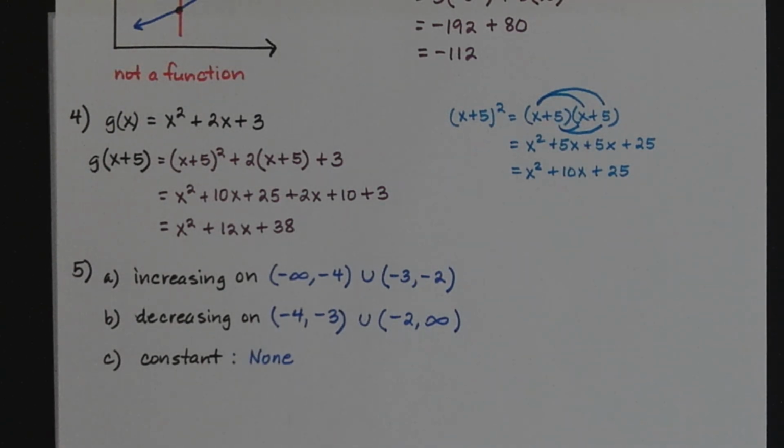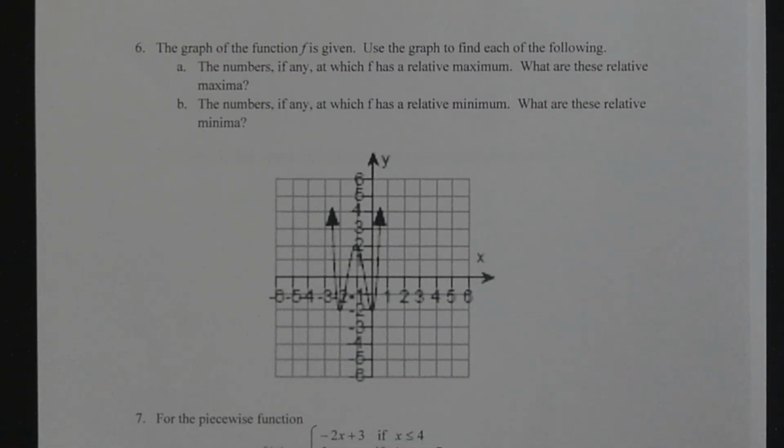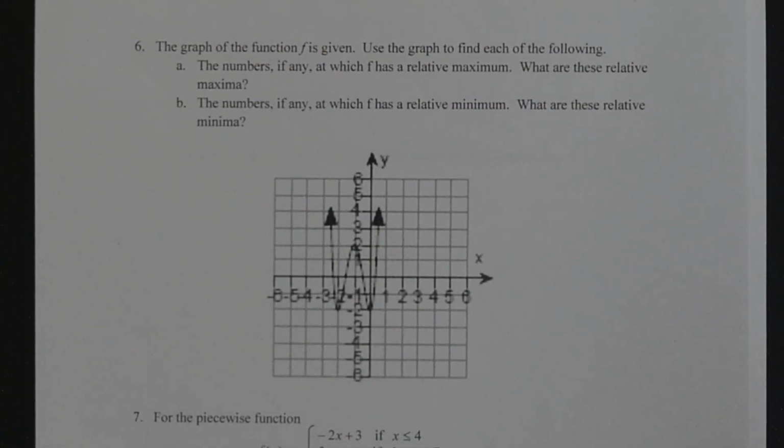Okay. Number 6 deals with relative maximum and relative minimum. So here the graph of the function f is given, and you want to use the graph to find each of the following. The numbers are the x values, if any, at which f has a relative maximum, and what are those relative maxima, I should say. And then part B is just a relative minimum, the x values, and then what would be that relative minima, or minimum.